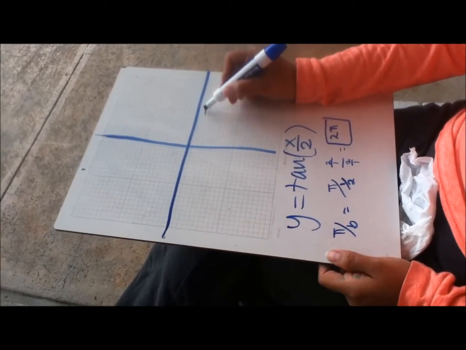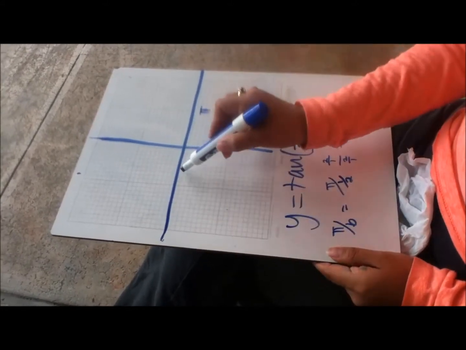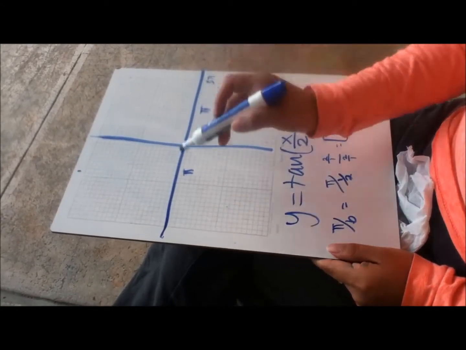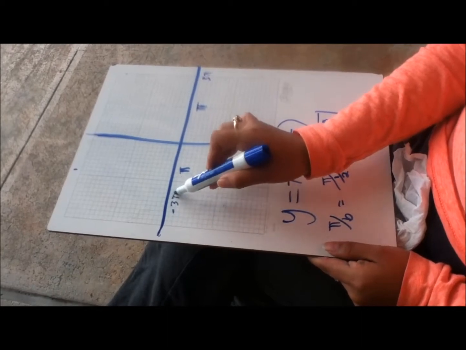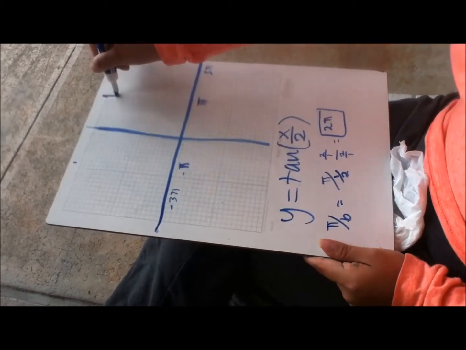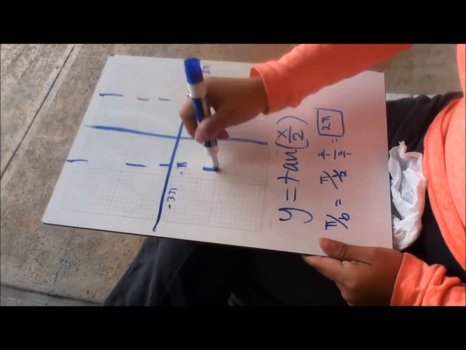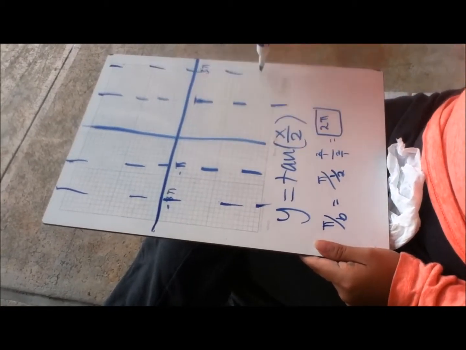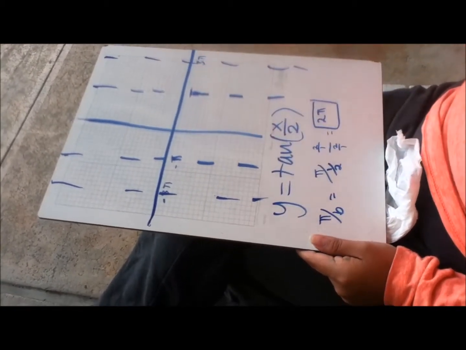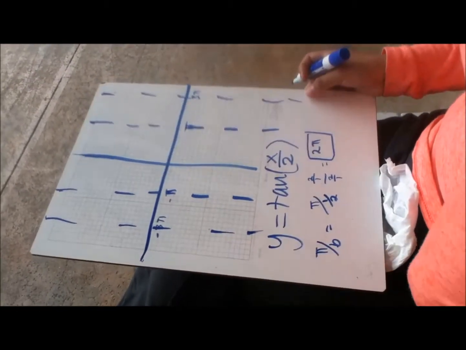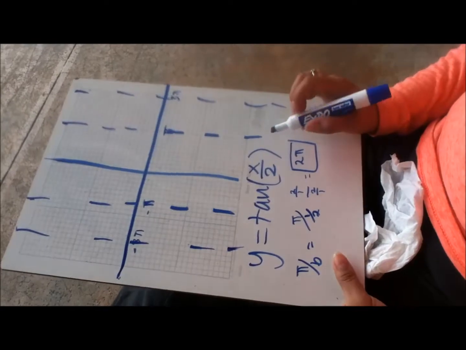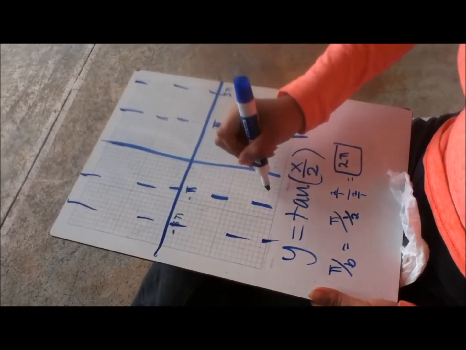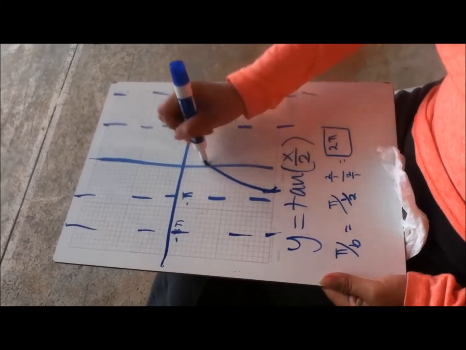So now we're going to have to set it up like that. Pi, and then pi, and we're going to get 3 pi, and then negative 3 pi. Those are going to be our asymptotes, and it's going to be the distance in between each asymptote. That's what the 2 pi means. That's going to be the distance between each asymptote. So for x, whenever you solve for x, you're going to get 0. So there's no change in there.